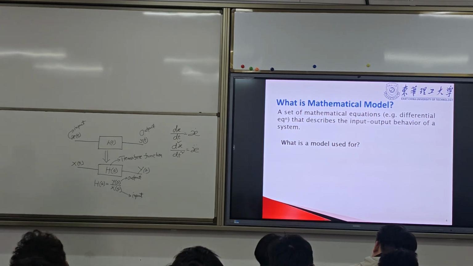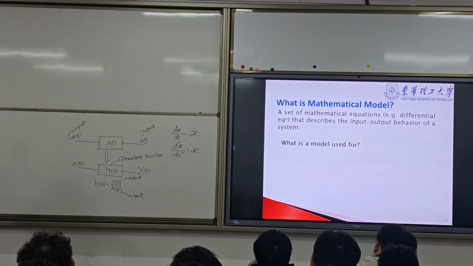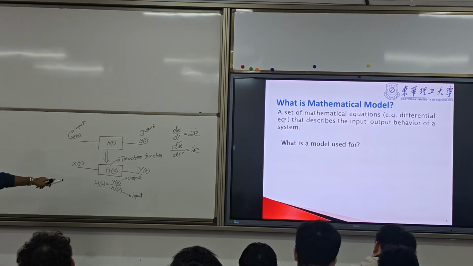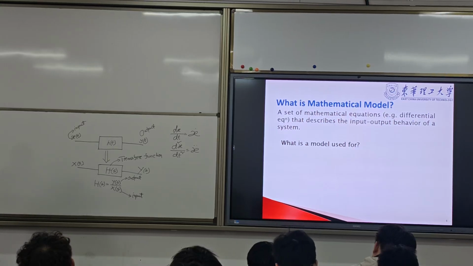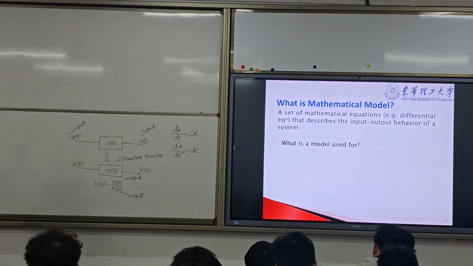So the mathematical model, we use it to analyze the input and output behavior, the ratio of the output and input, and that is called the transfer function. This is what we need to find out the stability of the system, to find out the behavior of the control system. So we will talk about it later on.